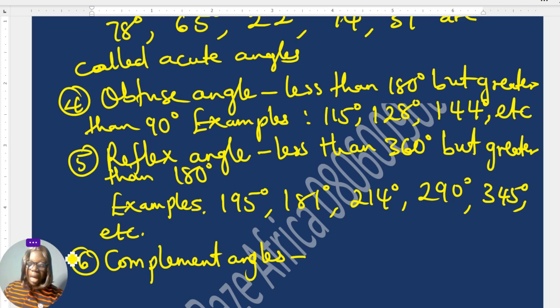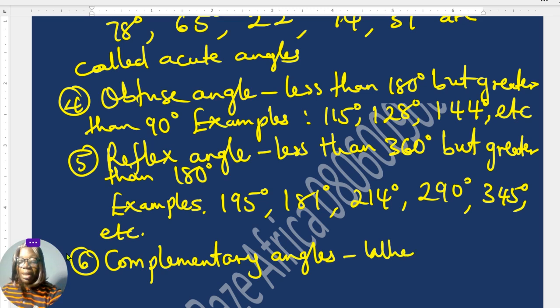Complementary angles are angles which, when you add them together, will sum up to 90 degrees. So when you add two angles together, they will give you 90 degrees. Such angles are called complementary angles. So when the sum of two angles is equal to 90 degrees, those angles are called complementary angles.